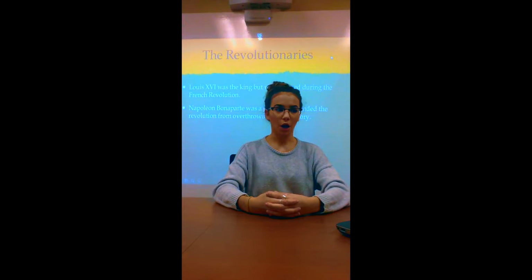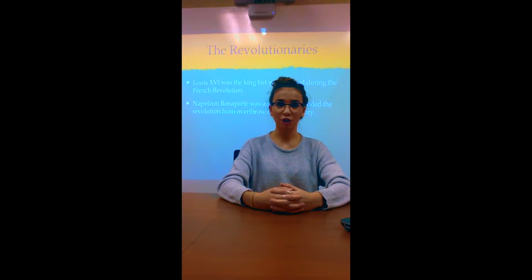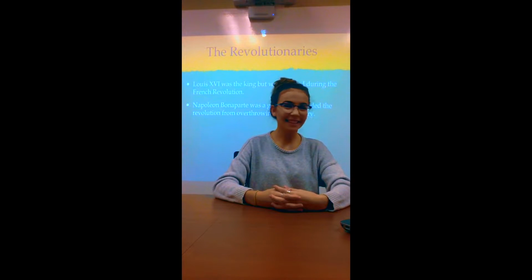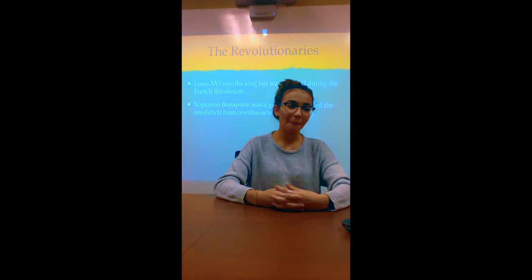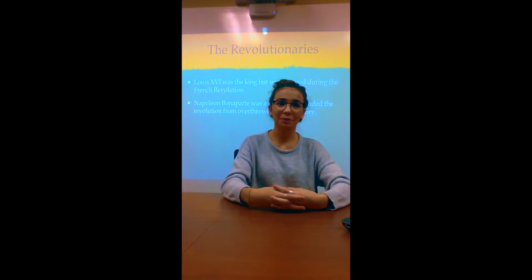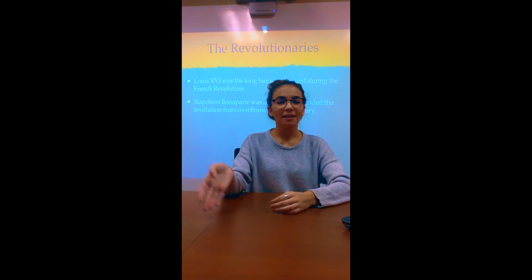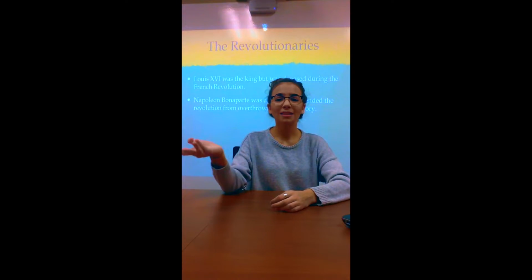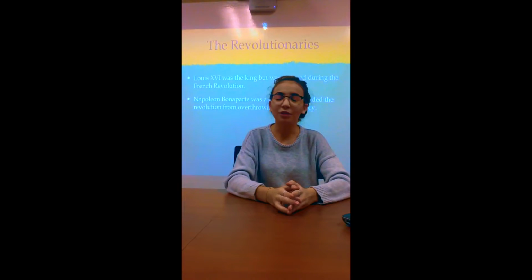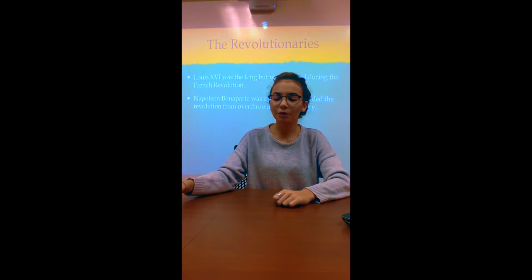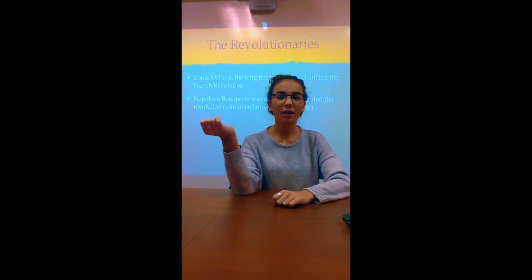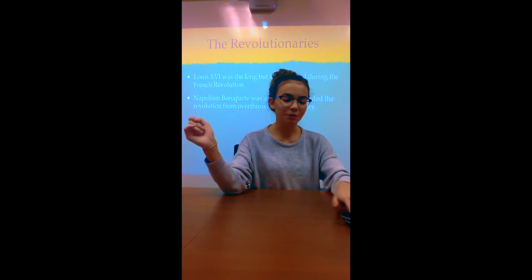The revolutionaries of the French Revolution. Louis XVI was the king, but was deposed during the French Revolution, so he was killed. Then Napoleon Bonaparte was a general who ended the revolution by overthrowing the Directory, which was the fourth government type in the French Revolution.